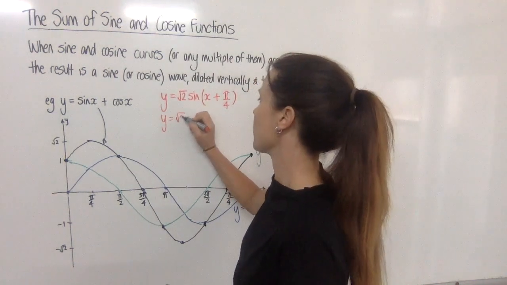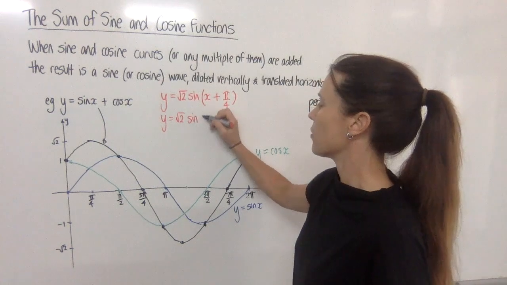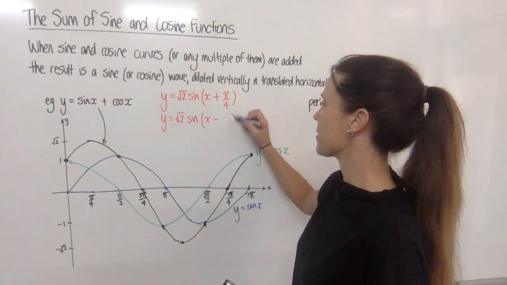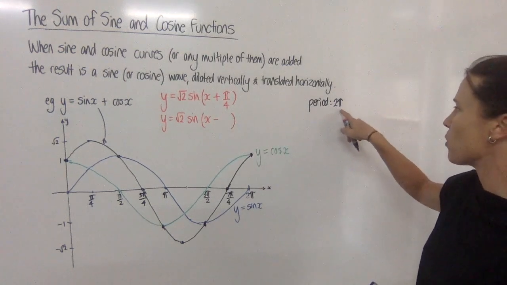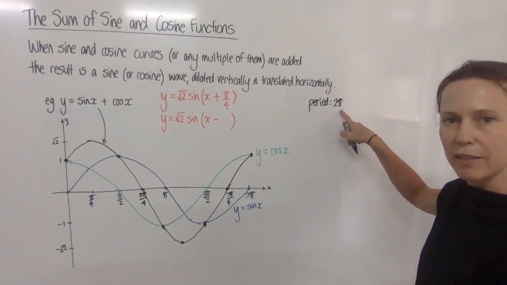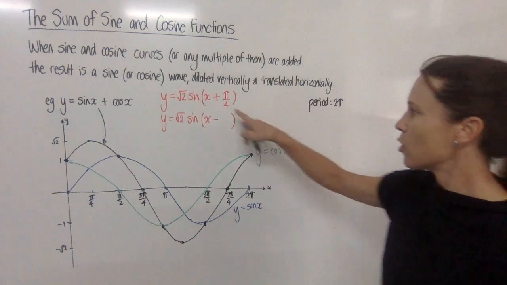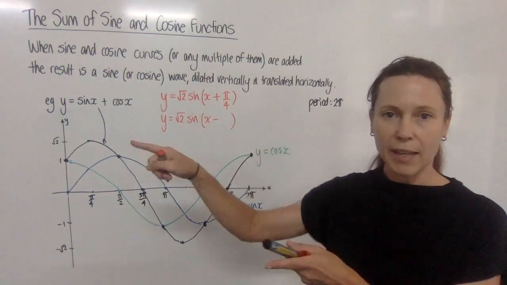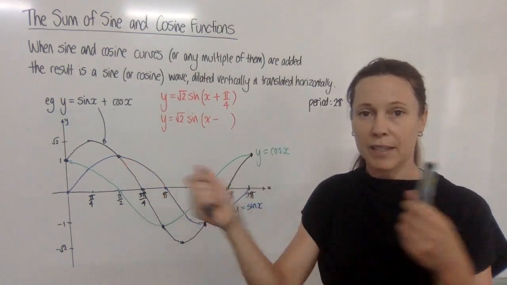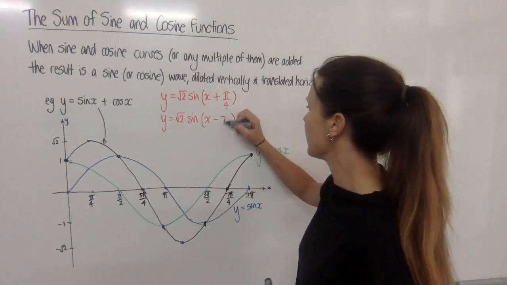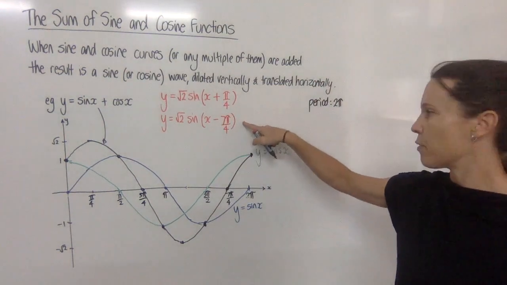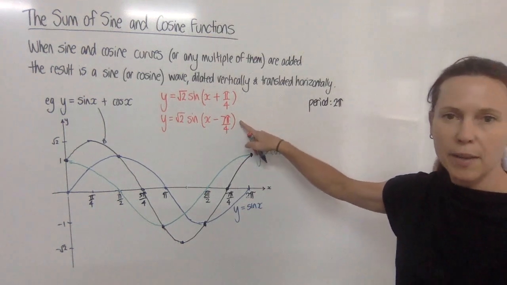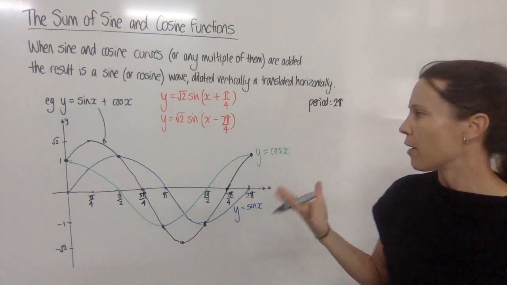How far would you have to move to the right to get the exact same thing? Let's think about it. You'd still have your same amplitude. Sine of x minus something. How far would you need to move to the right? Well, if the period is 2 pi, how many quarters of a pi is that? 8 quarters. If you're going to move 1 quarter to the left, that's the same as moving 7 quarters of a pi to the right. Now, these two are exactly the same curve.